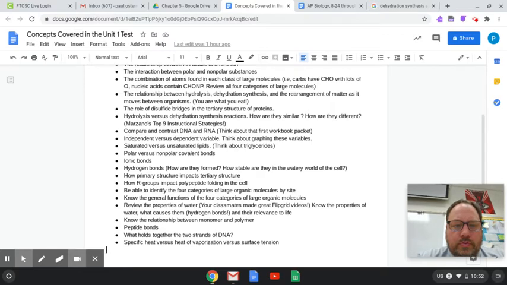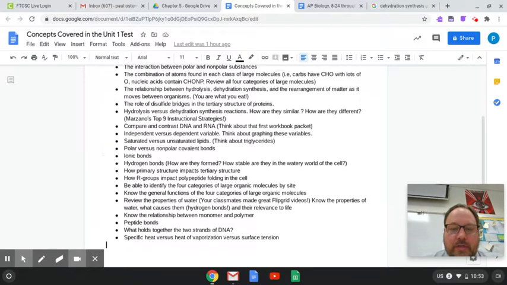The role of disulfide bridges. Again, disulfide bridges form covalent bonds, right? So it helps stabilize the molecule. Hydrolysis versus dehydration synthesis. Okay, well, we talked about that. Compare and contrast DNA and RNA. Remember, DNA is double-stranded, has a deoxyribose sugar, and uses thymine as a nitrogenous base. RNA is single-stranded, has ribose sugar, and uses uracil as one of its nitrogenous bases.